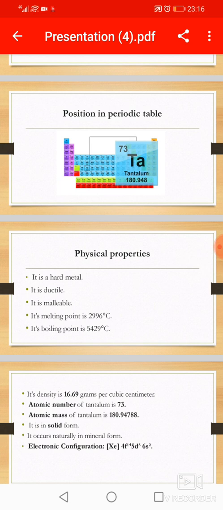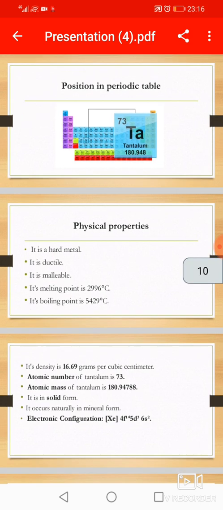Atomic number of tantalum is 73. Atomic mass of tantalum is 180.947888. It is in solid form. It occurs naturally in mineral form. Its electronic configuration is here.